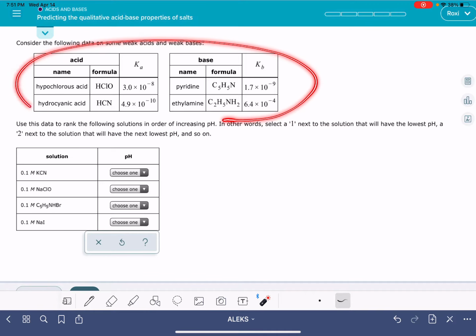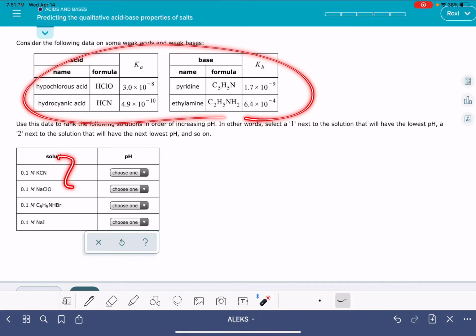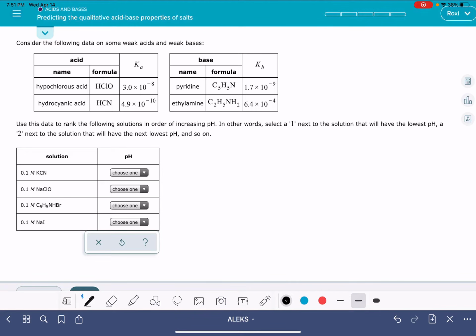Up here, you're given some Kb values and Ka values for some molecules, but unfortunately not for any of these molecules that are down here in the actual problem. So you're going to have to take this information and make it work for the molecules that we're actually working with. This problem is essentially asking us to rank not acids and not bases, but ionic compounds that have acidic properties or basic properties.